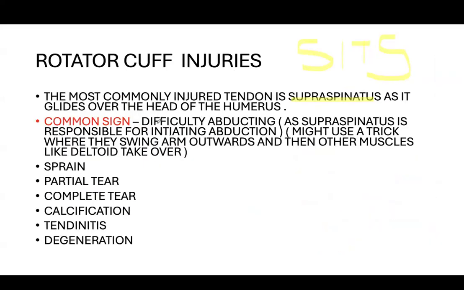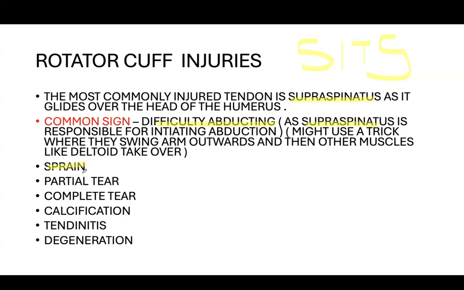So the common sign is difficulty abducting, as I said earlier, painful abduction. And basically, if you remember your anatomy lecture, supraspinatus is the one that's responsible for initiating abduction before the deltoid takes over. So if you have difficulty abducting, especially in the first few degrees, which is 0 to 15 degrees, then that certainly points towards supraspinatus, because after that, the deltoid takes over and does the rest of the range of motion. So the patients might use a trick where they swing their arm outwards using their momentum, and then the deltoid takes over, so they don't have to use their supraspinatus. So yeah, make sure you take a note of that.